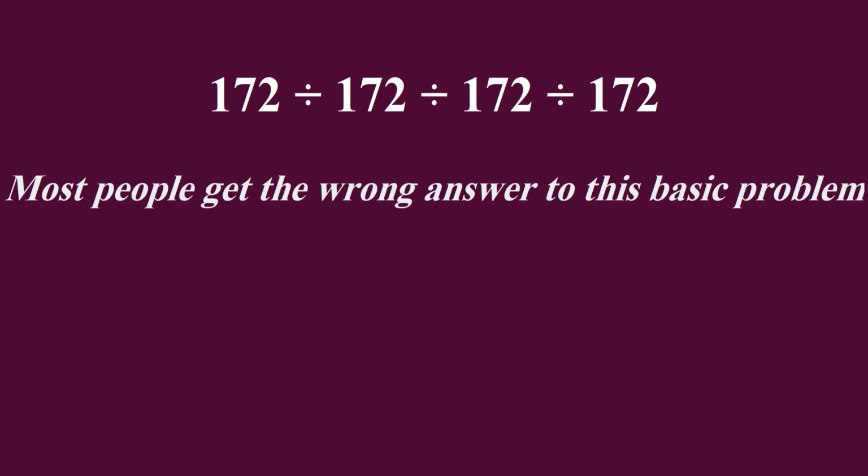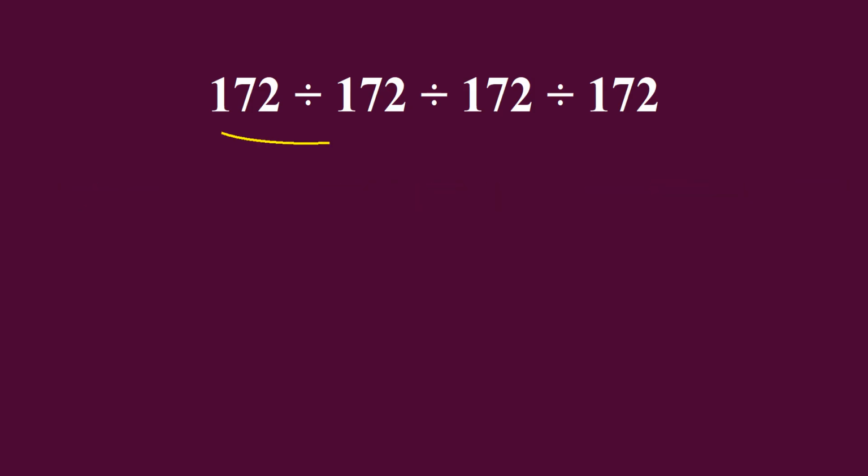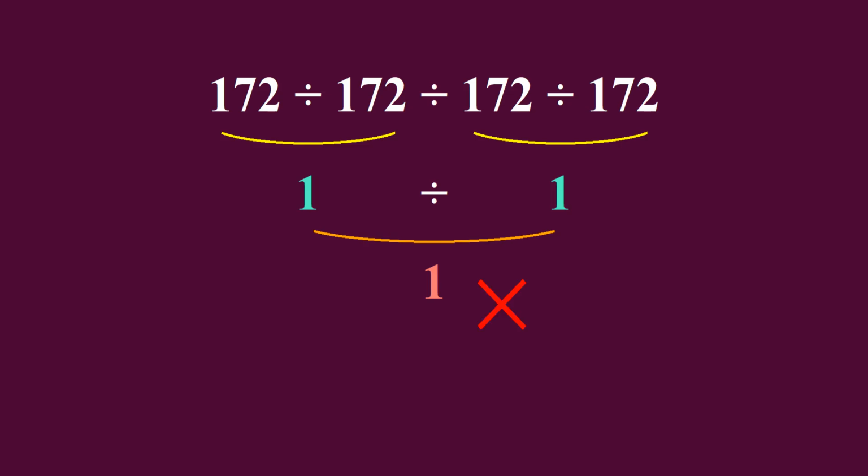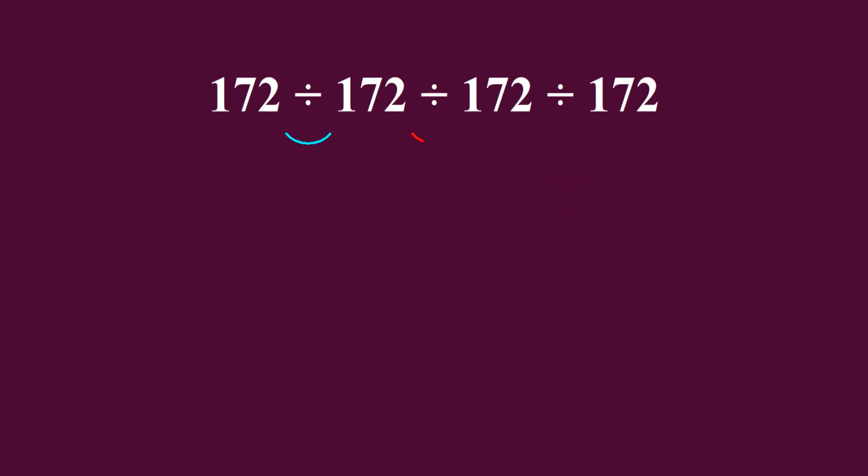In this live season, 172 divided by 172 equals 1, and 172 divided by 172 equals 1. Now we have this problem, 1 divided by 1, which equals 1. But this answer is not correct because according to the order of operations, we must do this division, then this division, and at last this division.